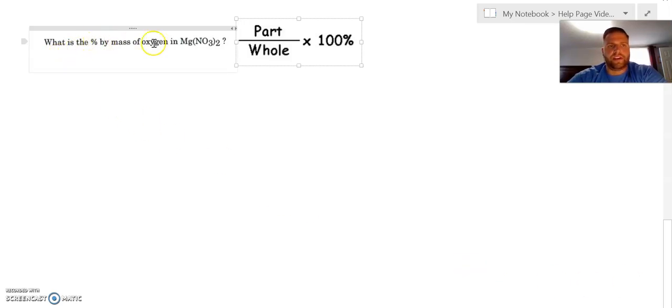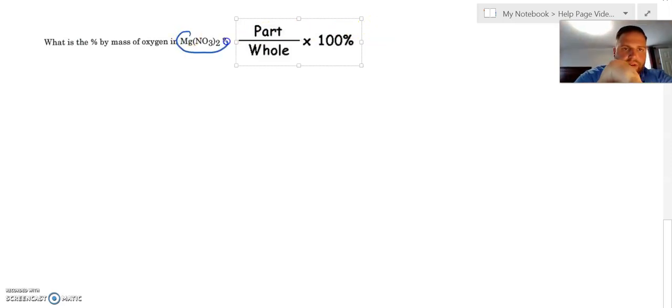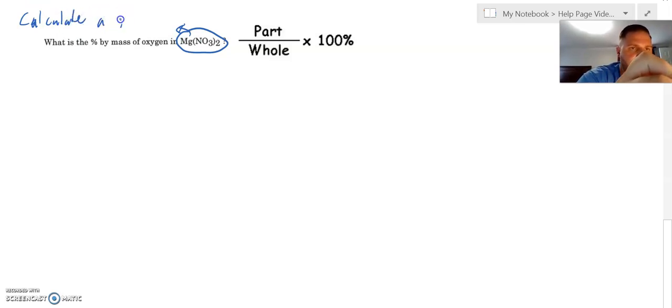What is the percent by mass of oxygen in magnesium nitrate? Okay, so we have this formula in the back of our heads, part by whole, but we're wondering, where do we get these masses? And something that is always available to us and that you can do with any kind of formula like this is calculate a molar mass.